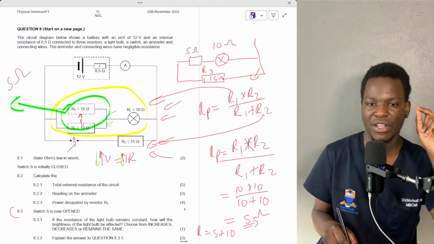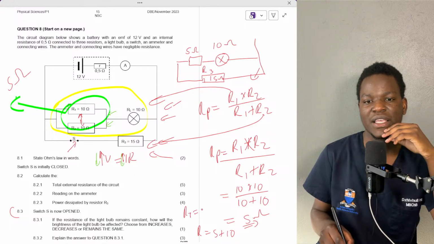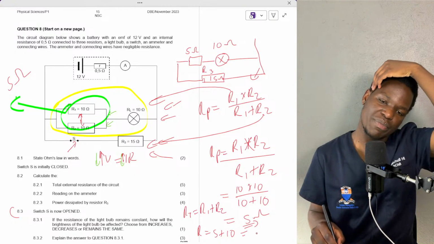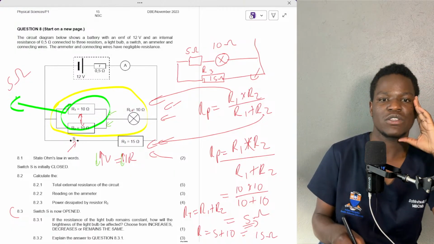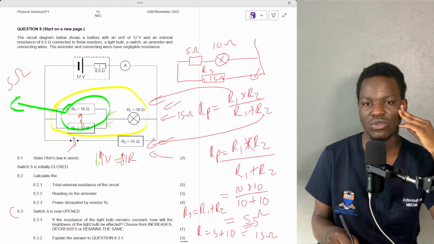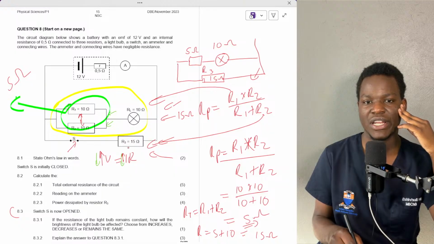The formula that we're going to use is R total equals R1 plus R2. Then it's just going to give us 15 ohms. So there's our 15 ohms across this branch. This branch is 15 ohms. And then this branch is what? It's also 15 ohms.